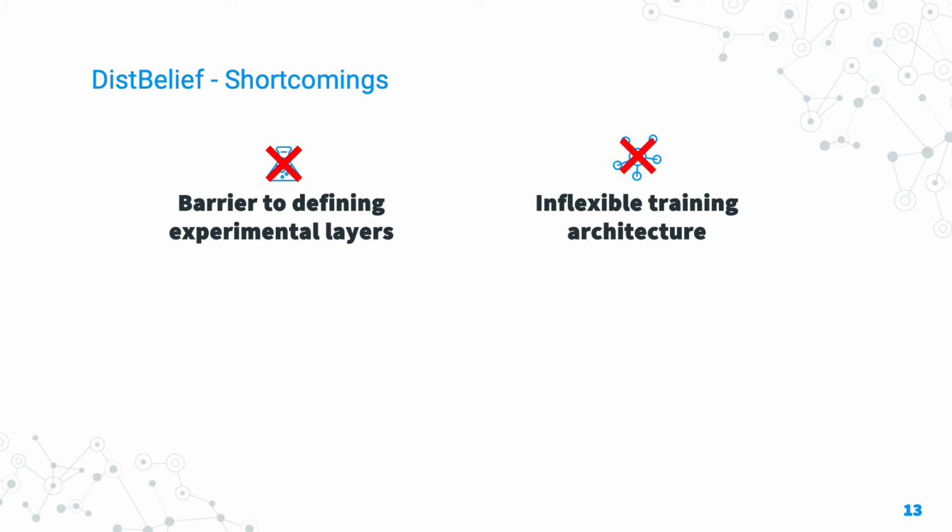DistBelief was also inflexible in its training algorithms design, because things like offloading a computation onto the parameter server instead of the workers to reduce network traffic were not possible, and things like atomically updating a set of related parameters were also not possible, so it had an inflexible training algorithms design.